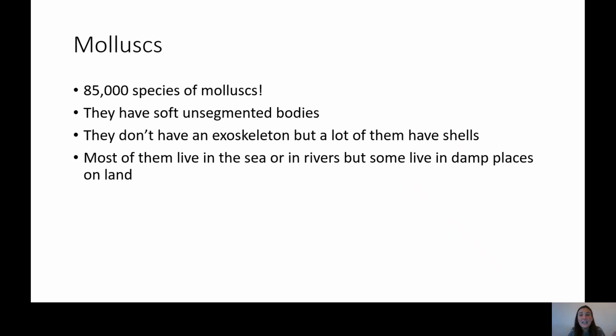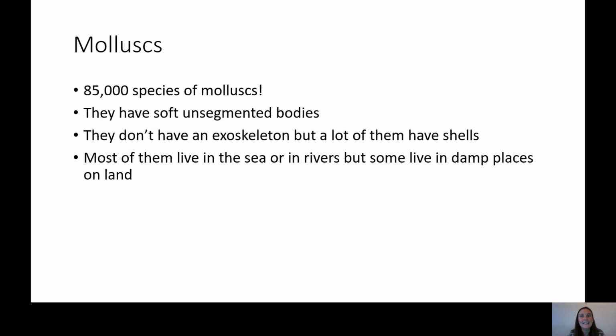So they don't have an exoskeleton like insects. Okay, so insects are invertebrates. They don't have bones inside their bodies like we do. They have an exoskeleton. But mollusks don't even have an exoskeleton. But quite a lot of them have shells which they use for protection. And most of them live in the sea or in rivers, but some live in damp places on land.